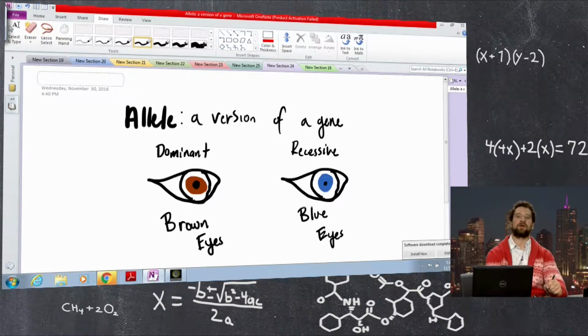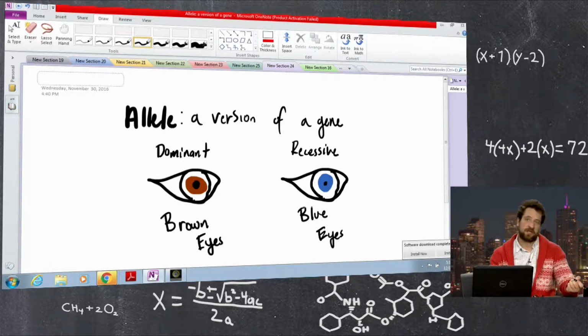Now, the way that we think about dominant and recessive genes is we'll give a letter code to help represent them. So we're going to pick a letter to represent this gene. And the letter that we're going to pick is B. We're picking B for brown, because typically the letter that we choose comes from the physical characteristic of the dominant trait.